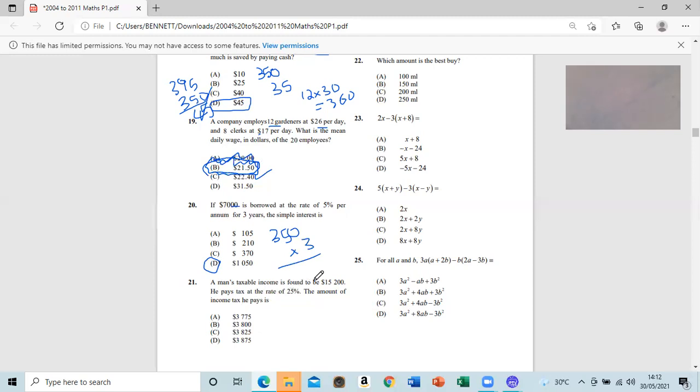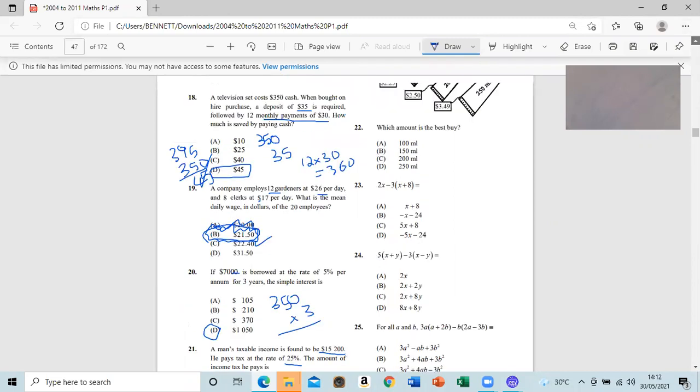A man's taxable income is found to be 15,200. He pays tax at a rate of 25%. The amount of tax he pays is B, sir. Divide this by 4, right? I just find 25% of 15,200 and get 3,800. Yes, so 25% is the same thing as dividing by 4, as we discussed yesterday. All right.